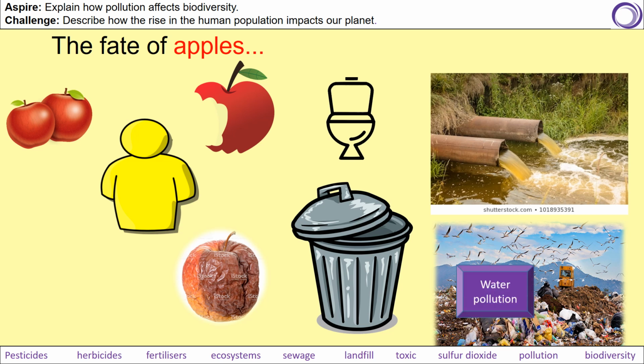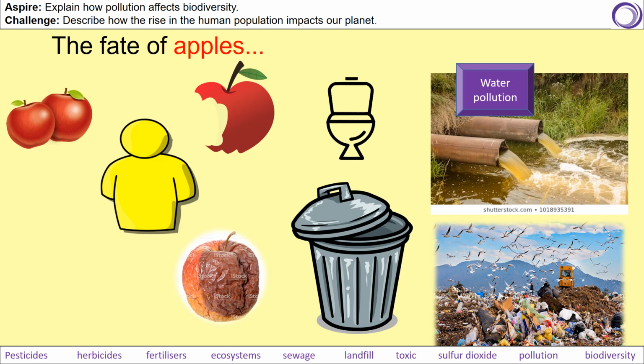The sewage can cause a lot of water pollution, and in some countries there are open sewers where it's just released into the environment untreated. Landfill causes a major problem around the world, and it's caused by a variety of factors. Generally, it's going to result in soil pollution.